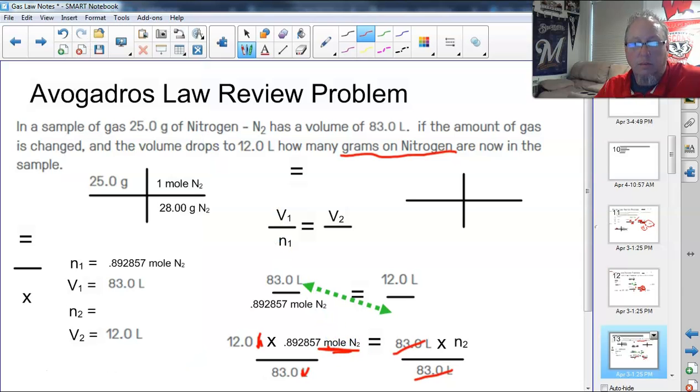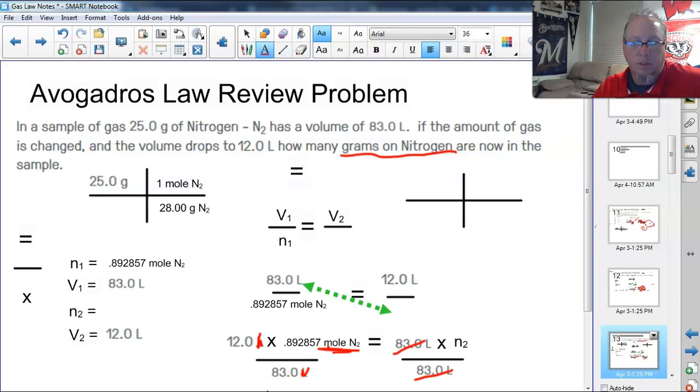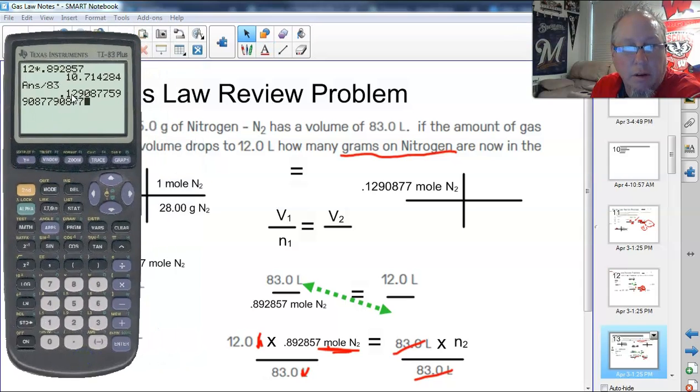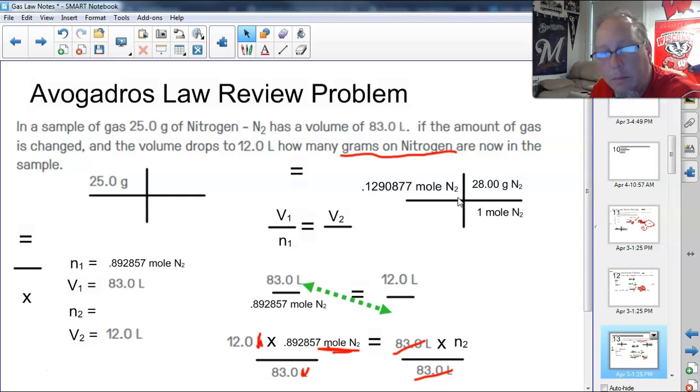So just like what I did before where I did a conversion to go from grams to moles, now I'm going to do a conversion to go from moles to grams. So what I did was I took that number 0.1290 and I put that up on the top here. I'm going to use the same conversion factor that I used before. I'm going to put 1 mole on the bottom this time though and 28 on top. Why am I putting 1 mole on the bottom? Again, I want my units of moles to cancel out.